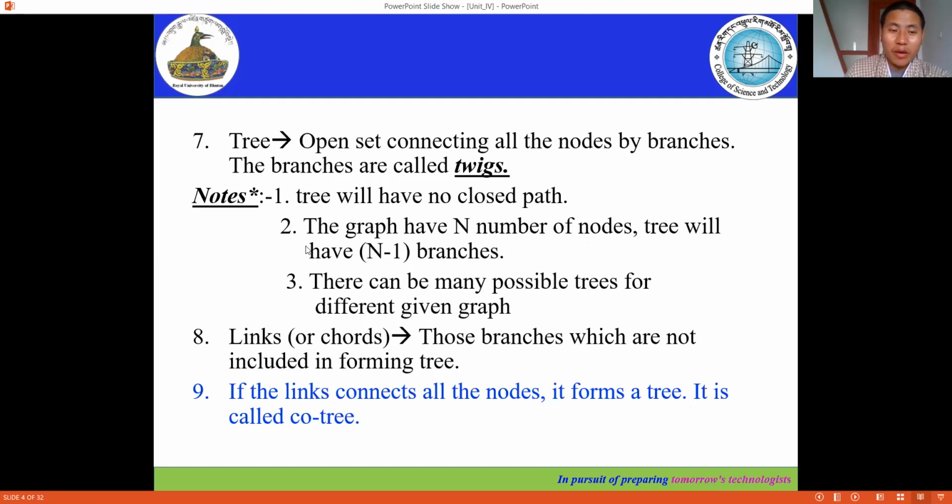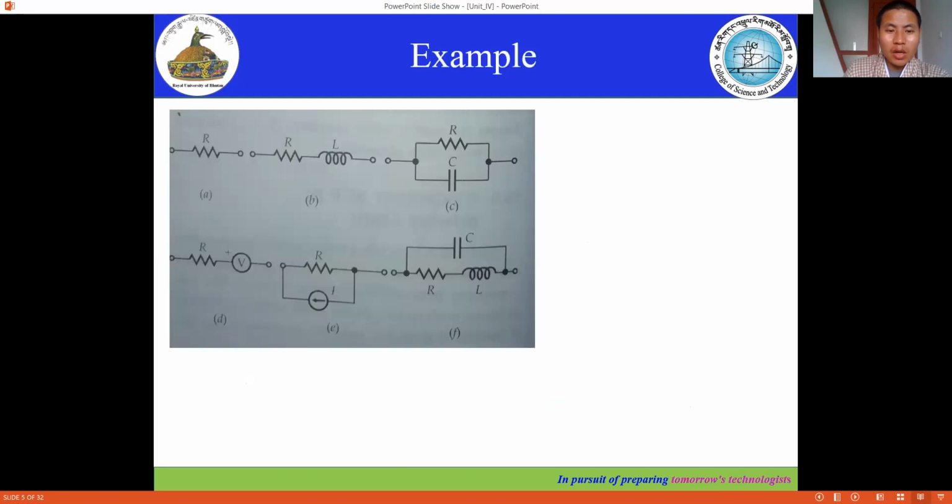Okay, remember here we have the tree and then the co-tree. The co-tree is formed when you connect the links and those links connect all the nodes and there shouldn't be any closed path, then this is called the co-tree. Or simply, the tree formed by the links is called the co-tree. Now here is the example.